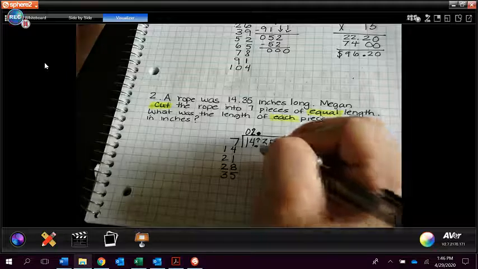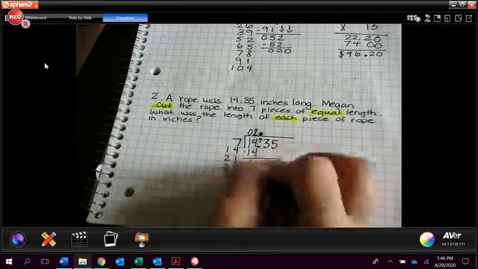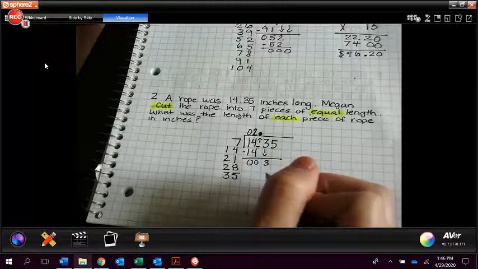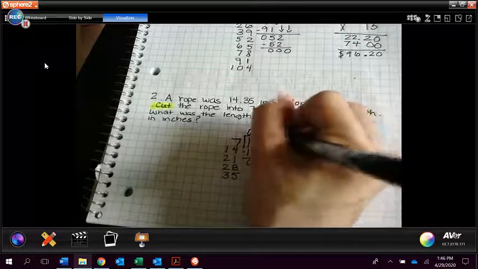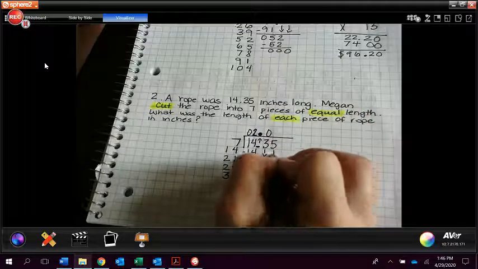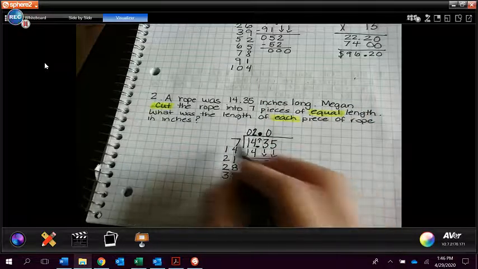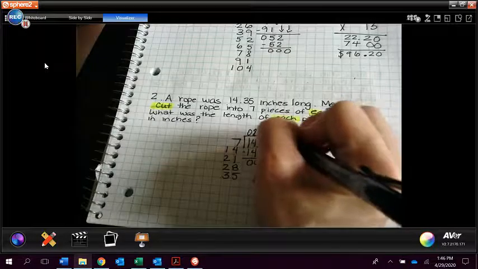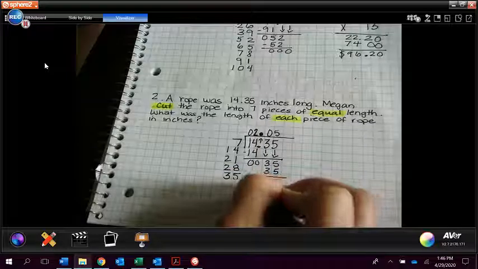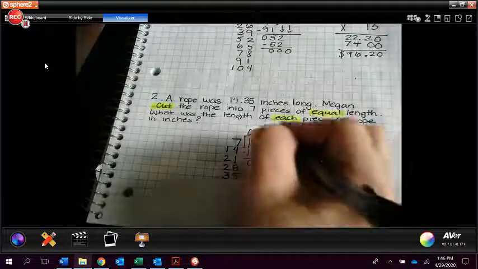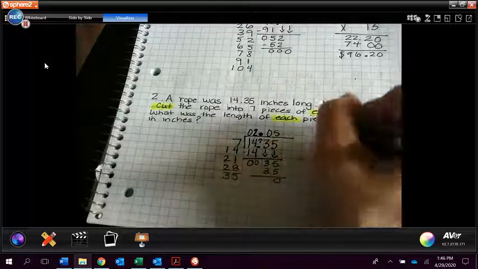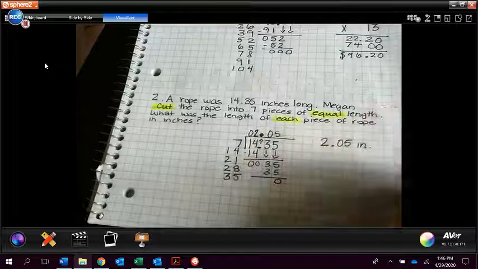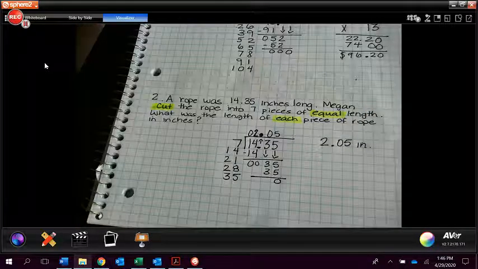Then 7 times 2 gives us 14. So we subtract, we bring our 3 down. 7 goes into 3, we know 0 times. We're going to bring our 5 down as well. So 7 goes into 35. How many times? 1, 2, 3, 4, 5. We know 5 times. And our answer is 2.05. So each piece of rope was 2.05 inches long. Each piece.